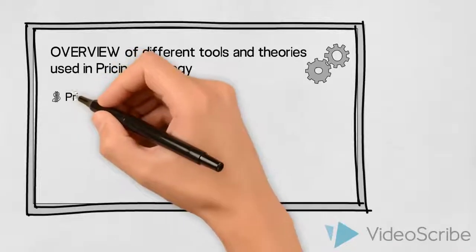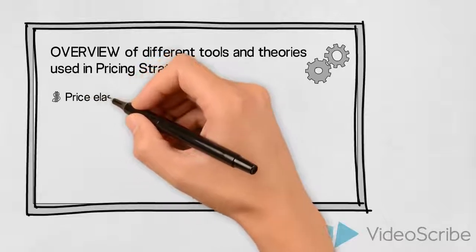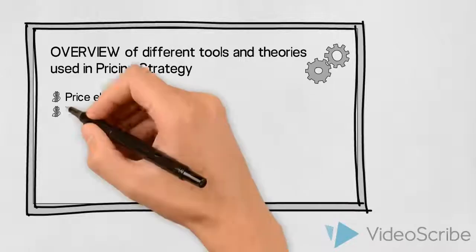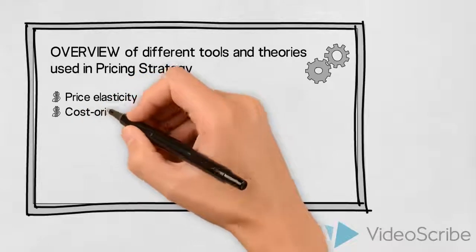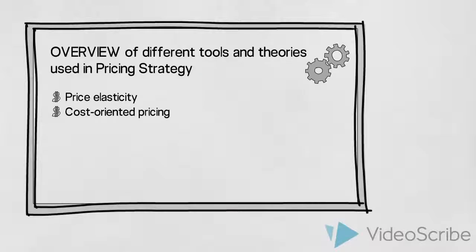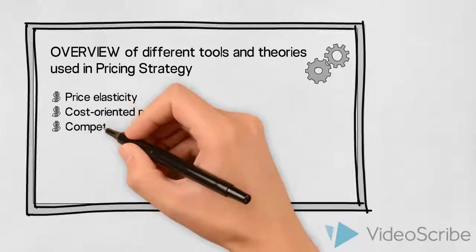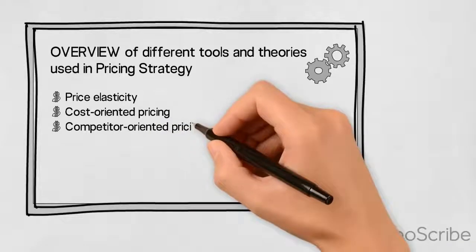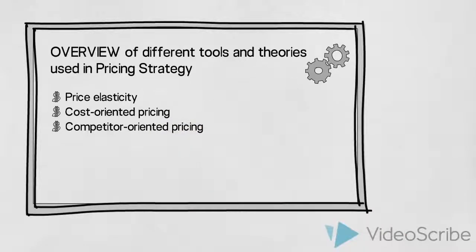Price elasticity can be looked at. To what extent, if at all, will a price change impact the demand for our product or service? Secondly, cost-oriented pricing can be used. This is where we base our price on the different costs involved in producing and selling our product. We can also use a competitor-oriented pricing. This is where we base our price on the knowledge we have about our competitors' prices and activities.